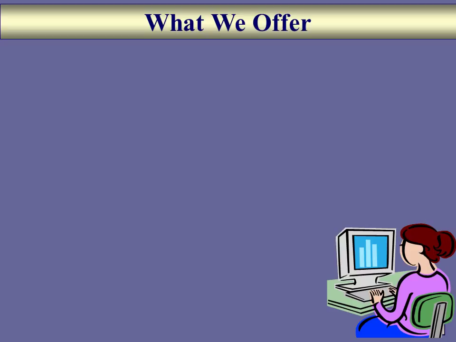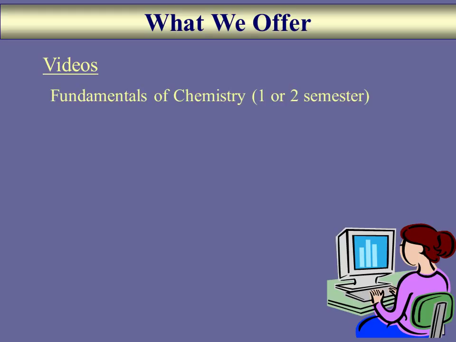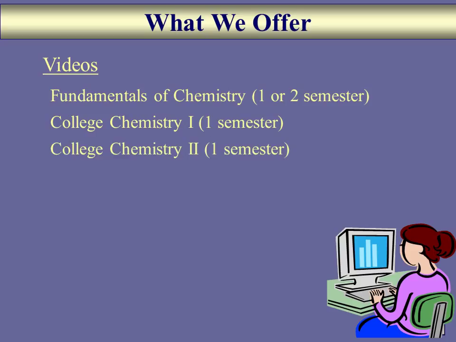What materials do we offer at Chemistry Professor? We have spent thousands of hours developing videos. We have fundamentals of chemistry that can be either 1 or 2 semester. Generally, if it's a high school course, it covers 2 semesters. Or a college course, it's done in 1 semester. We have College Chemistry 1, which is the first semester of college chemistry, and pretty well everyone agrees on what topics should be covered there. Then the second semester of the college chemistry we offer also. The organic chemistry that we offer is a 2-semester organic chemistry course, and it covers the major topics that are covered in all the major textbooks.